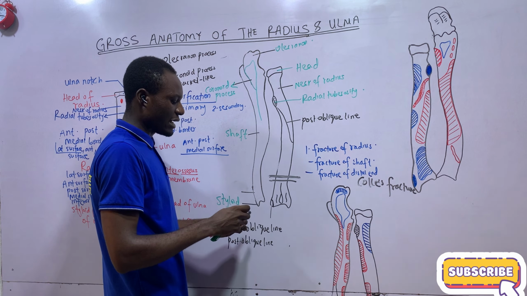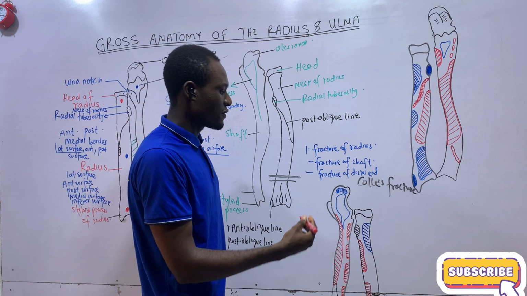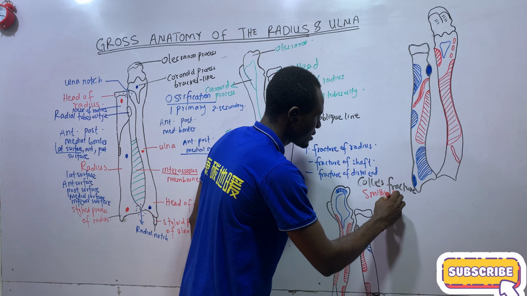We have another name for that. That is called the reverse Colle's fracture, and the reverse Colle's fracture is called the Smith's fracture.